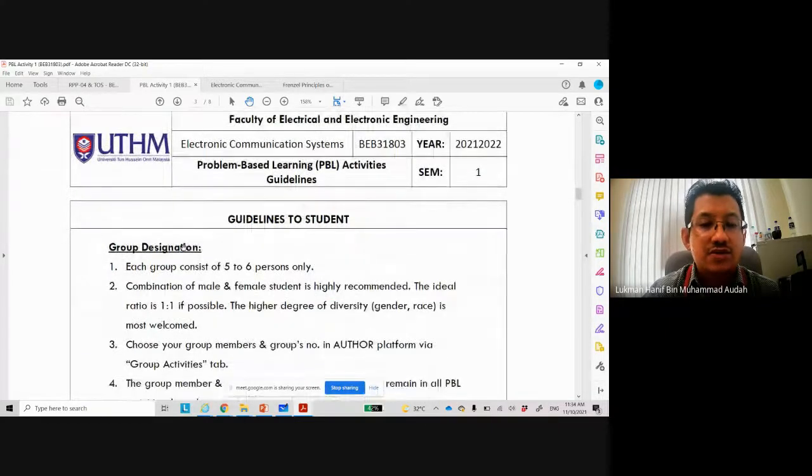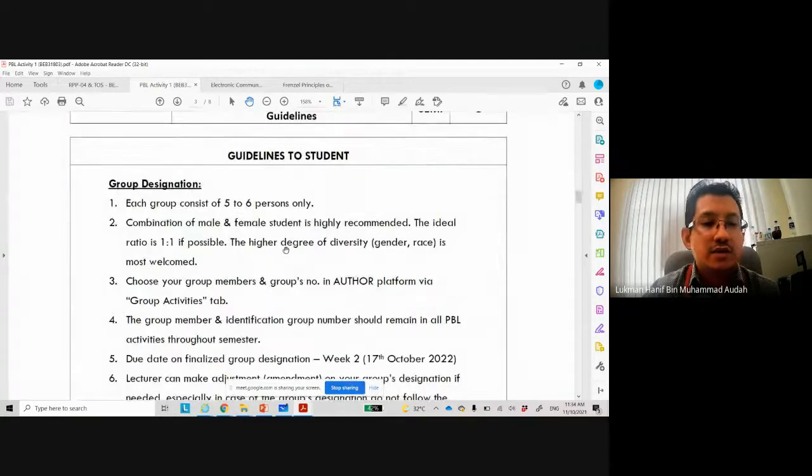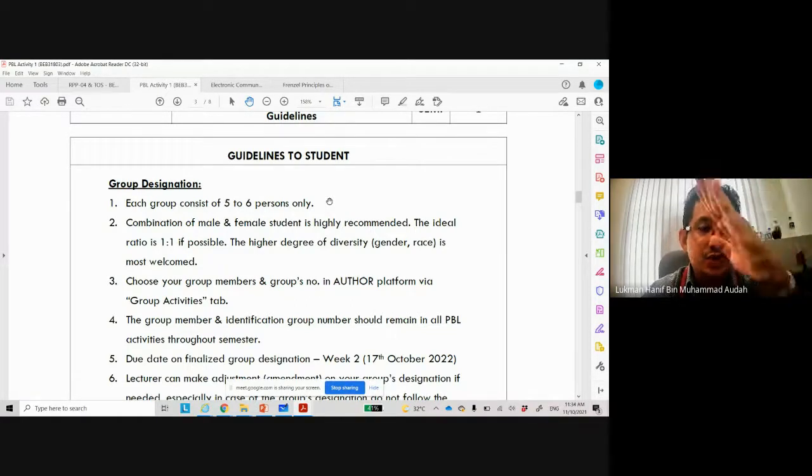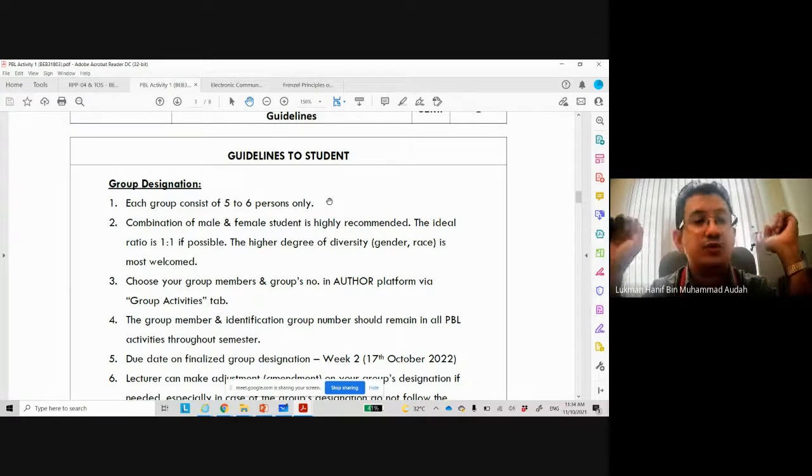Okay, so these are the guidelines. Okay, first group designation. Each group consists of 5 or 6 persons only. So saya telah tetapkan dalam author maximum 5 pelajar untuk satu group. So you can choose your group dalam author. Okay, cuba masuk dalam author and then you can choose which group 1, 2, 3, 4, 5 and 6. So we have 6 groups because we have 30 students. So one group 5 students maximum.